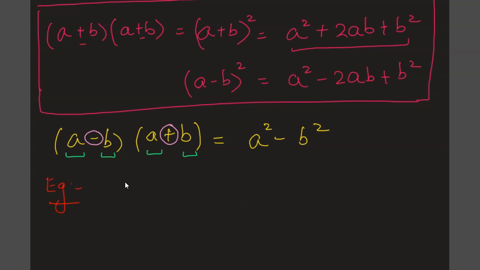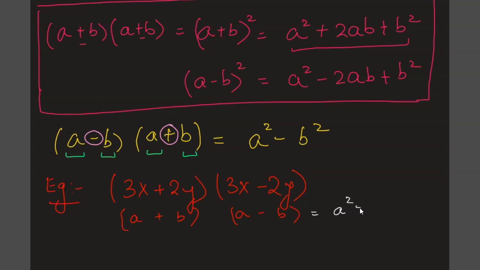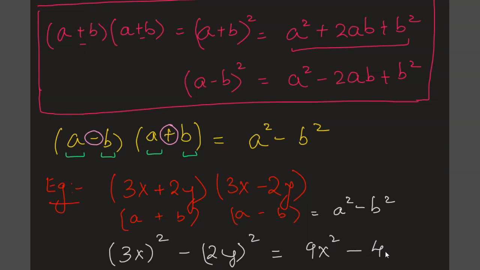Let's take up an example. If we have 3x plus 2y multiplied by 3x minus 2y. So this is our a, this is our b, this is our a, this is our b again, with a plus sign, with a minus sign. So we are in this situation. And if we are in that situation, how do we solve it is, we can write it as a square minus b square. My a is 3x, so all I have to do is a square minus b square, and my result is 9x square minus 4y square.